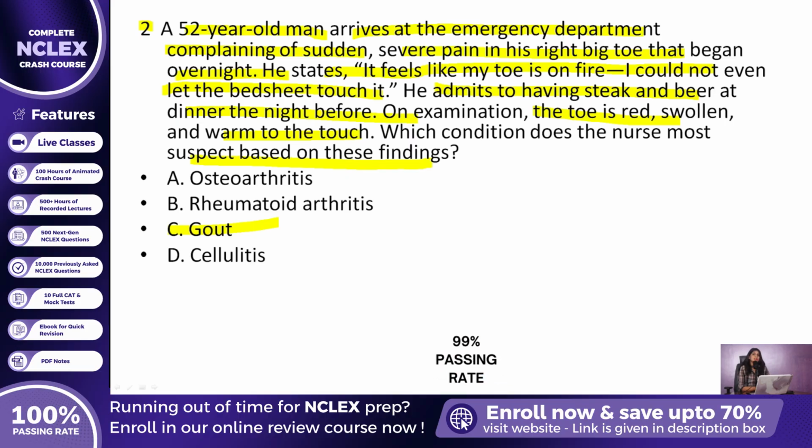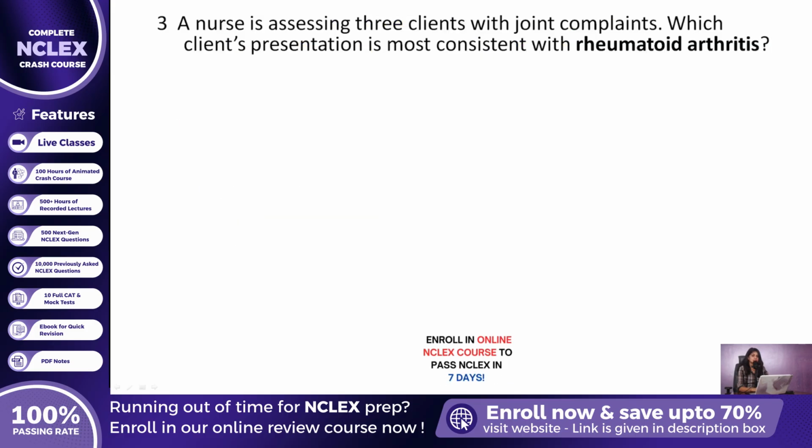Option D. While cellulitis can cause redness and swelling, it is usually associated with infection of the skin and soft tissue rather than a joint. It does not have the sudden, overnight onset or the dietary triggers seen in gout. Coming up next, here's a question that highlights clinical presentation with rheumatoid arthritis.